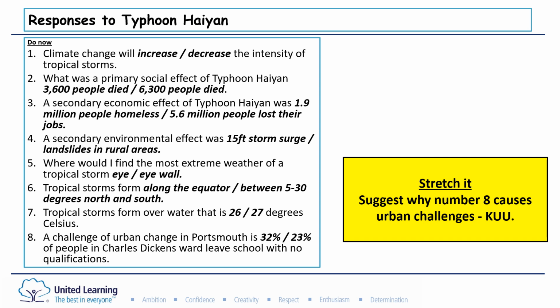Lovely, brilliant, well done. So answers: question 1 is increase, question 2 is 6,300, question 3 is 5.6 million people lost their jobs, question 4 is a landslide, question 5 is the eye wall, question 6 is between 5 and 30 degrees north and south, question 7 is 27 degrees, and question 8 is 32%.